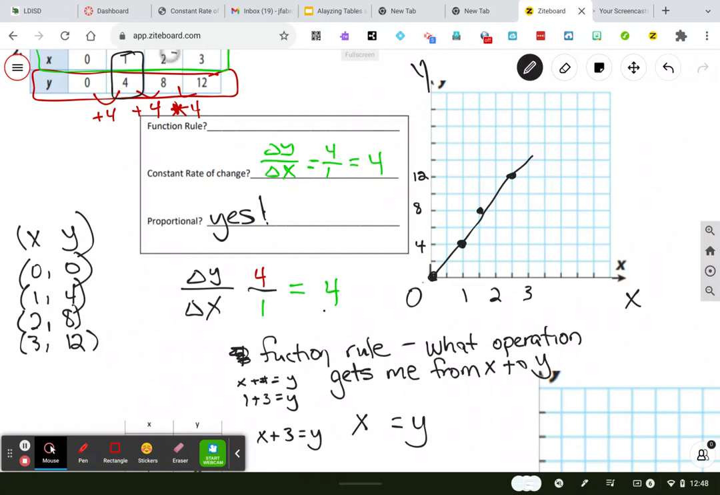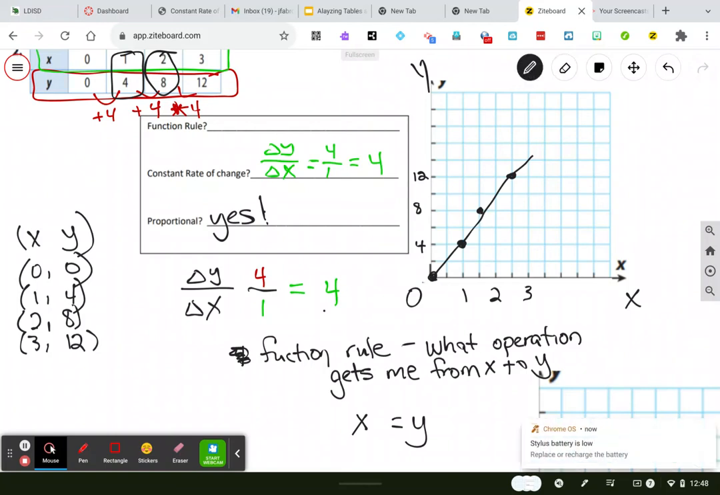So on the second one, 2 to 8, 2 plus 3 does not give me 8. It gives me 5. So my function value, I can't add 3 each time. It's got to be the same for each one. So we got to go back to the drawing board and do it again. This is why it's important to know your math facts, because if you look at this, all you're doing is multiplying each x by 4.